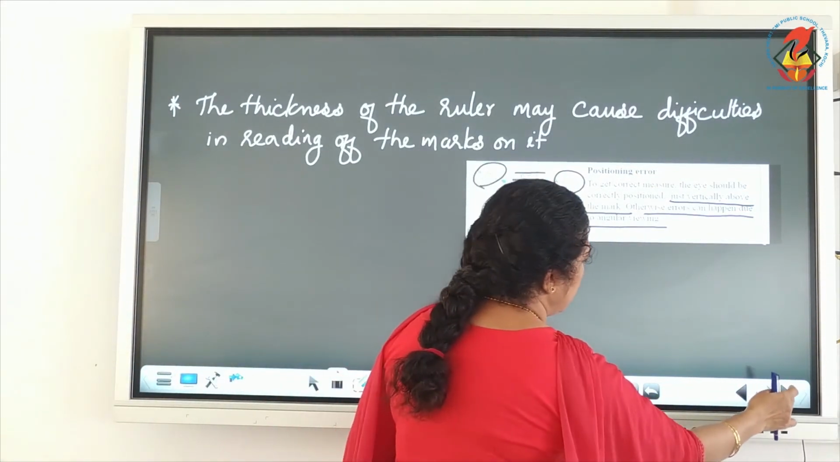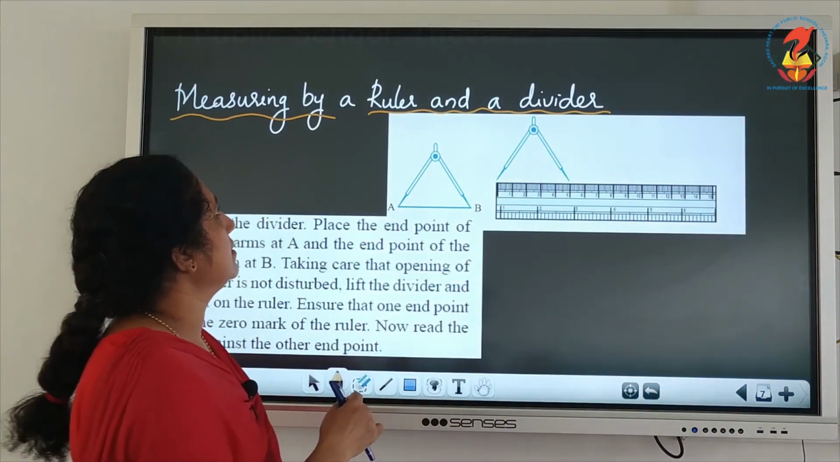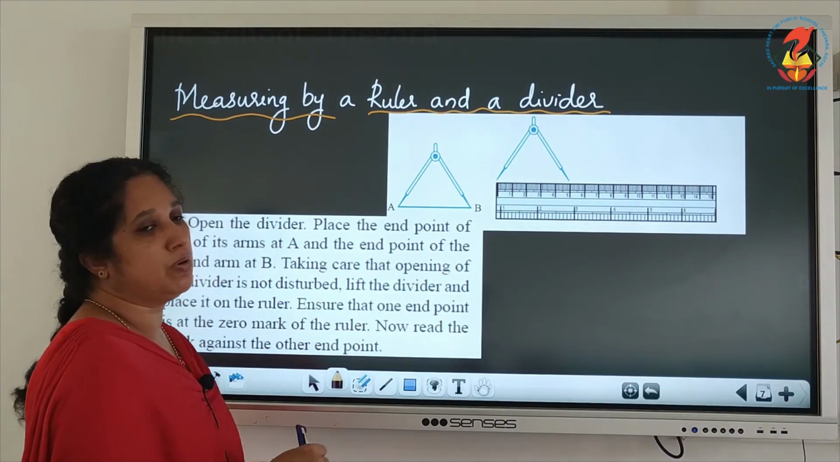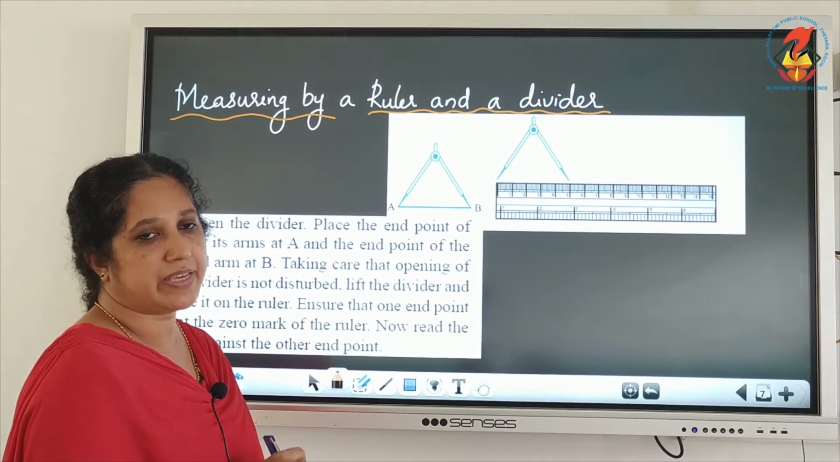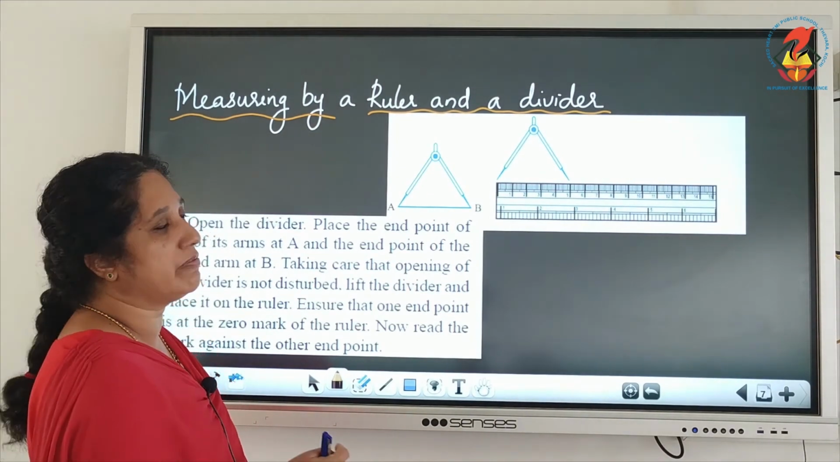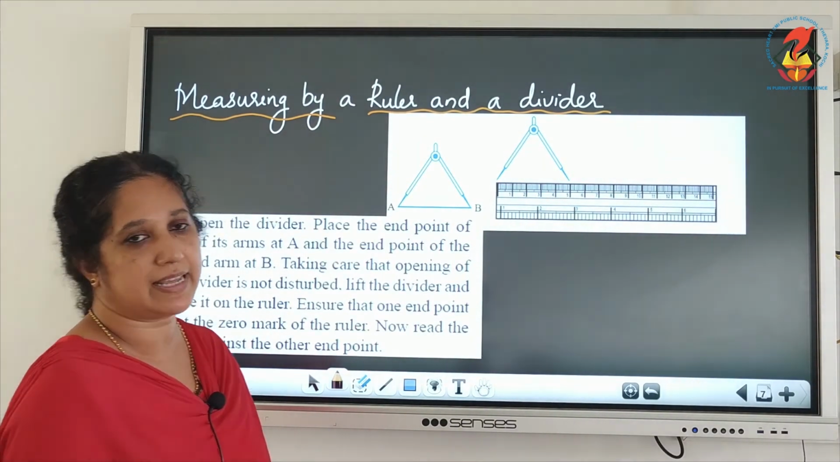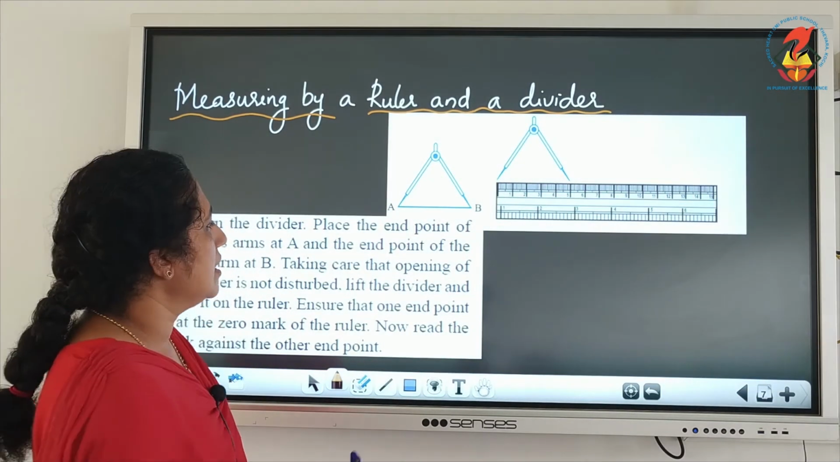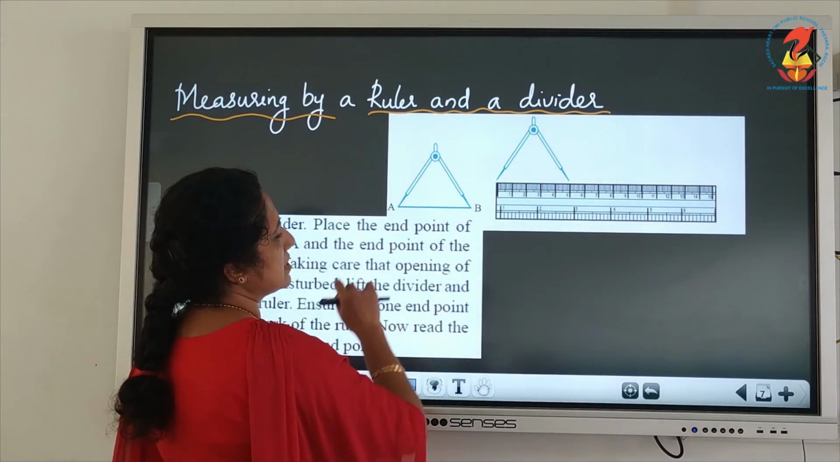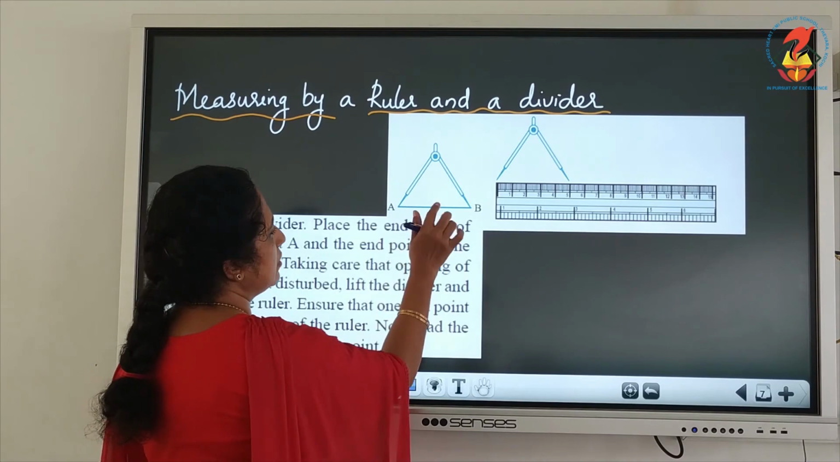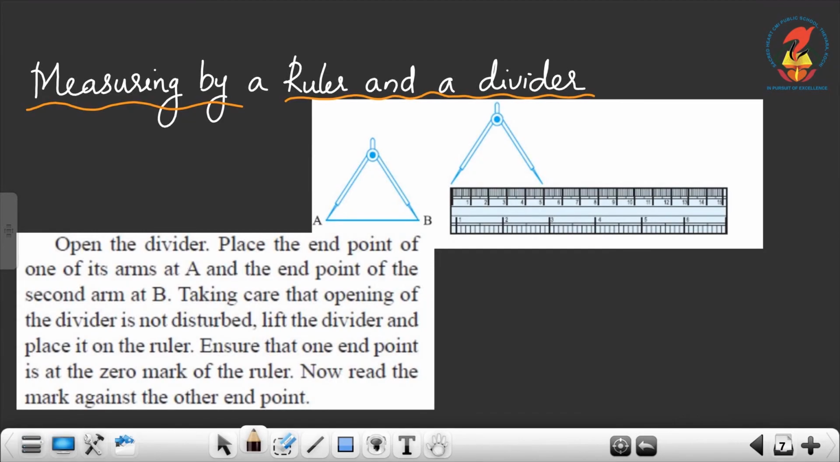Then we can use the next method, that is measuring by a ruler and a divider. We can use a ruler and a divider in order to find out the length of a line segment. Suppose the line segment AB is given. We have to find the length of the line segment AB. So what you have to do?